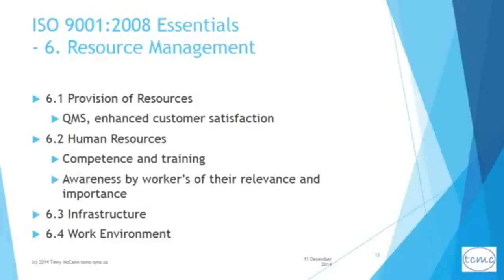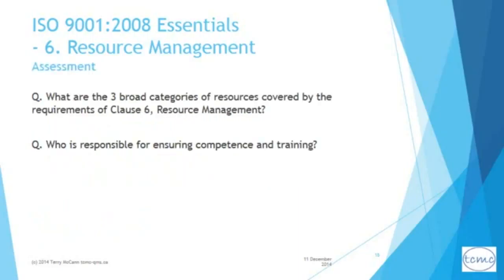Management responsibility for adequate infrastructure and provision of a work environment for materials and personnel conducive to product conformity are covered in 6.3 and 6.4. Take time to do the last self-assessment in Part 1. What are the three broad categories of resources covered by the requirements of Clause 6, Resource Management? Who is responsible for ensuring competence and training?